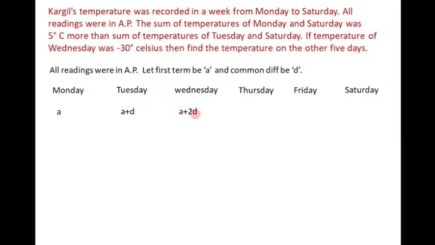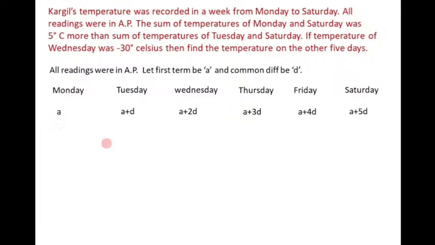In the same way, to find the fourth term, that is the temperature on Thursday, we should add again D to the previous term. That means we have to add D to A plus 2D. So that addition should be A plus 3D. In the same way, the temperature on Friday, that is the fifth term, should be A plus 4D, and the sixth term should be A plus 5D. So these are the temperatures we get from Monday to Saturday, as all the readings are in AP.